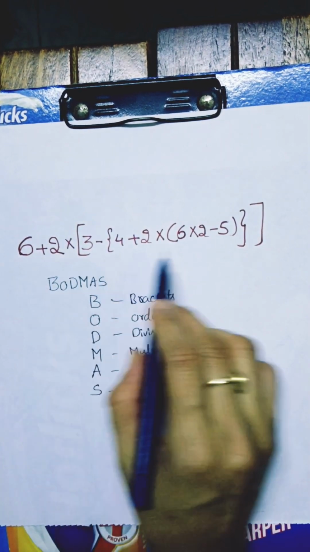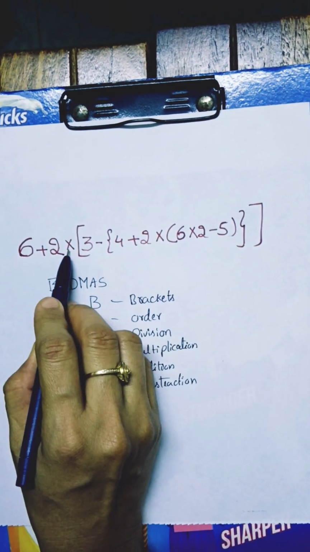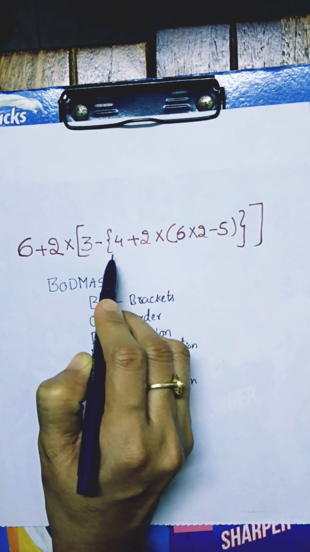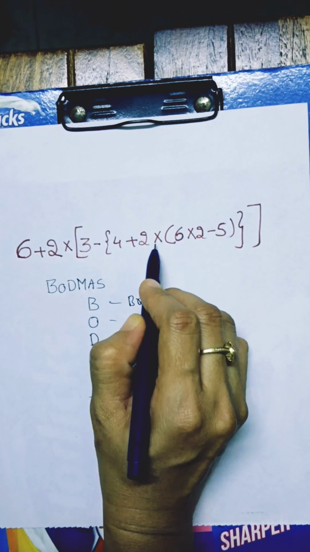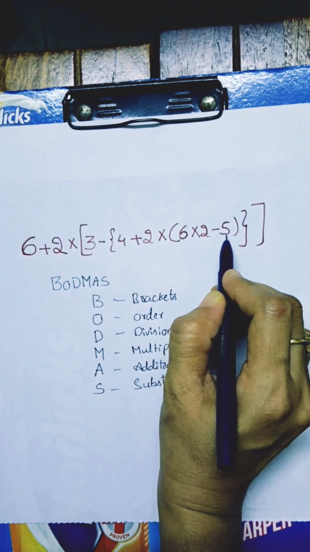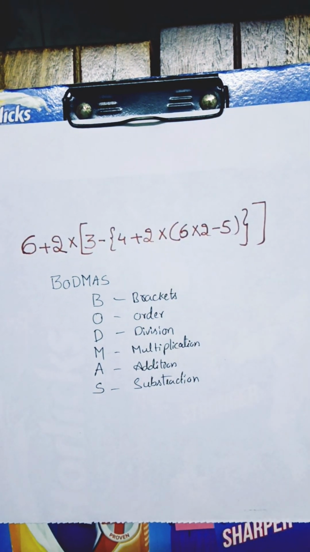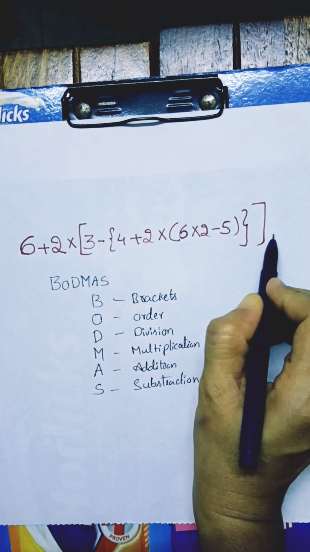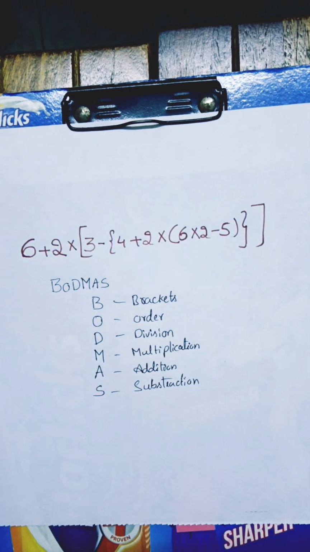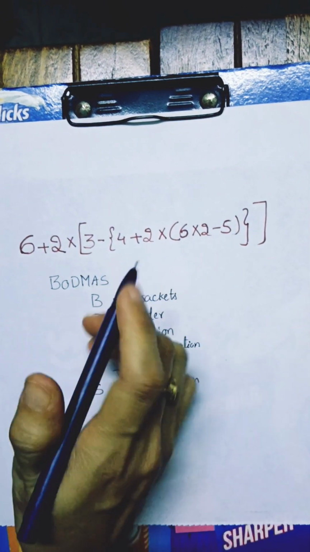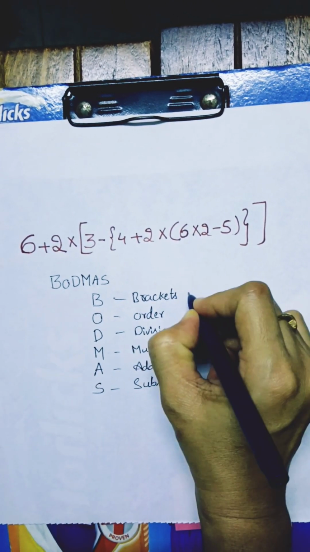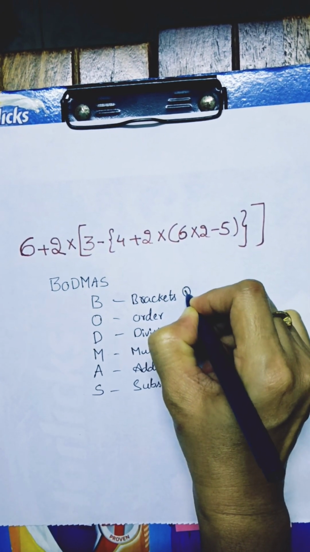So look at here. Here the question is 6 plus 2 multiplied by bracket 3 minus of, here a curly bracket is given, then 4 plus 2 multiplied with 6 multiplied 2 minus 5, bracket close. Here we have used these three brackets: this simple bracket, this curly bracket, and this square bracket. So we need to start with the brackets. According to the BODMAS rule, we have to go for the bracket first.